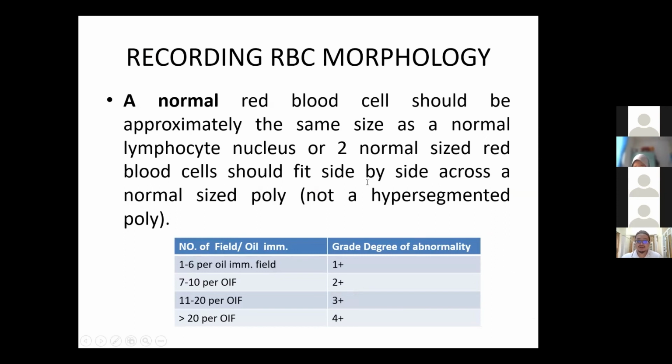How do we record? A normal red blood cell should be approximately the same size as a normal lymphocyte nucleus, or 2 normal size red blood cells. So this is the number of red blood cells per oil immersion field. The grade of the abnormality is denoted as 1 plus if the number of abnormalities is between 1 to 6. If it's about 7 to 10, then we grade the degree of abnormality as 2 plus. 11 to 20, 3 plus, more than 20, 4 plus.